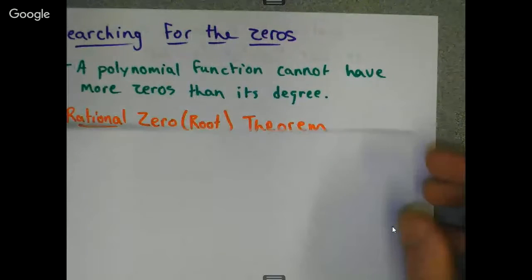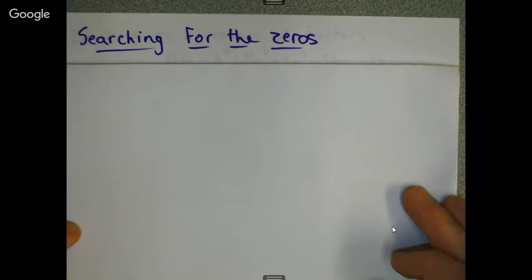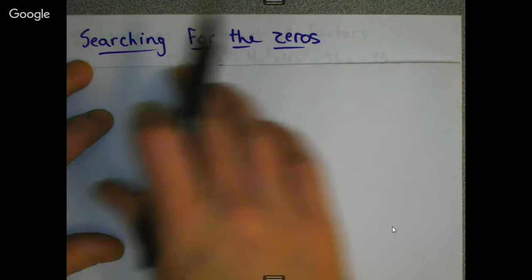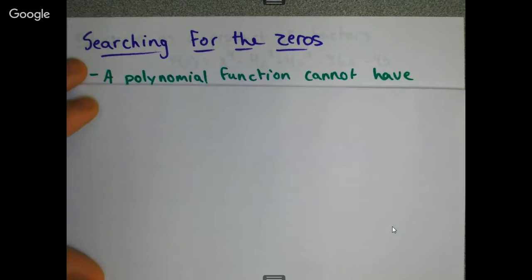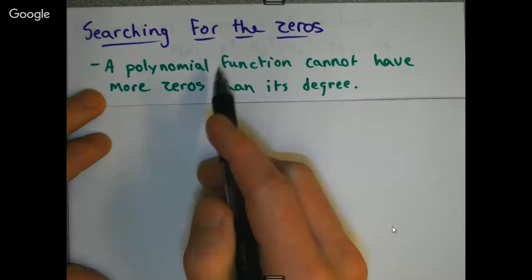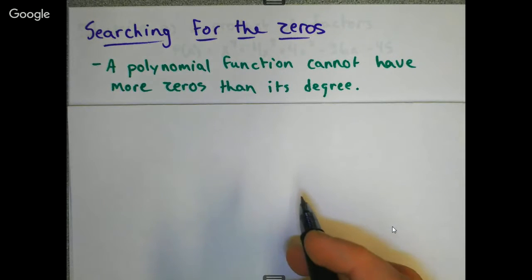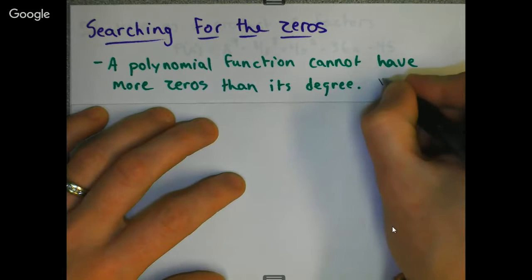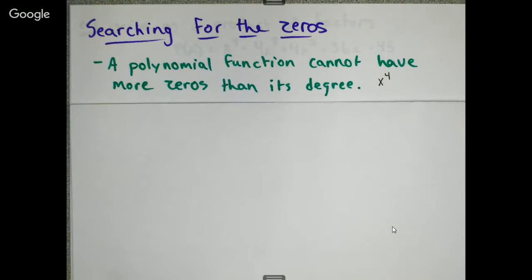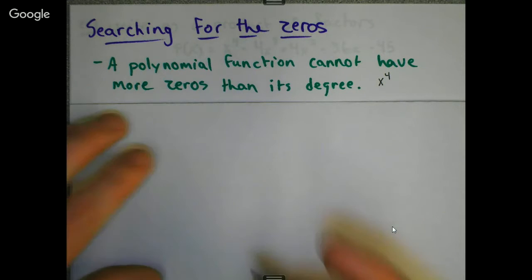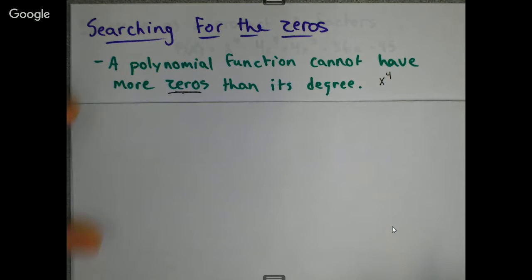Okay, so searching for zeros. Not every time are they going to be so easy to find. So we have to talk about searching for zeros, and this is where things get a little more difficult. A polynomial function cannot have more real zeros than its degree. So if I have an x to the 4th, I'm looking for 4 answers. It cannot have any more than 4 answers. So I'm looking for 4 zeros for that.